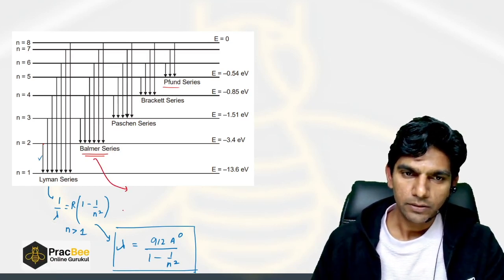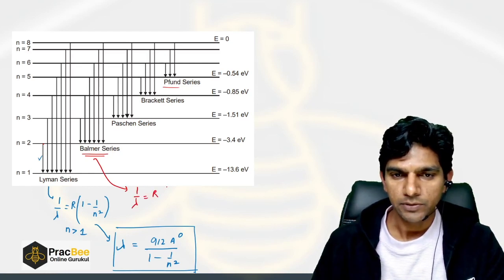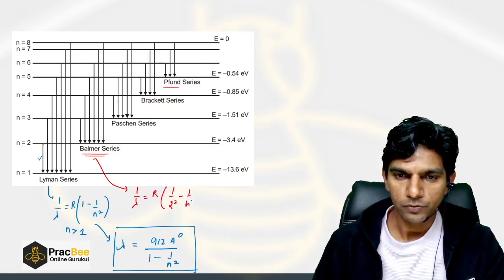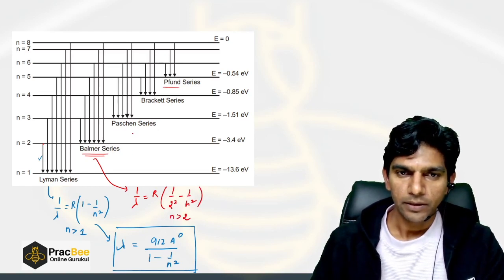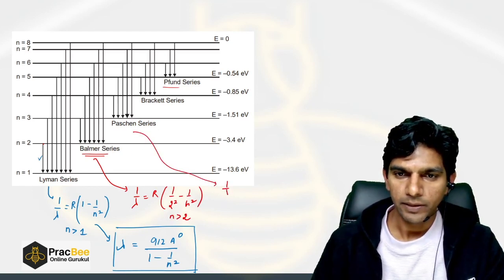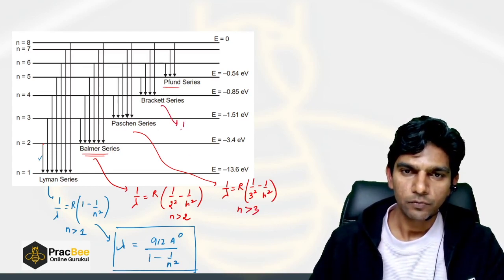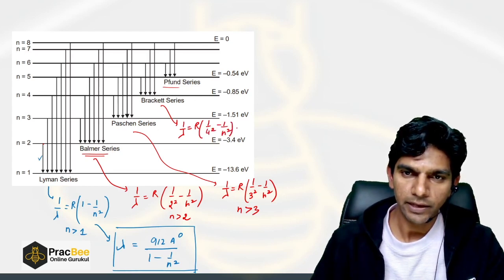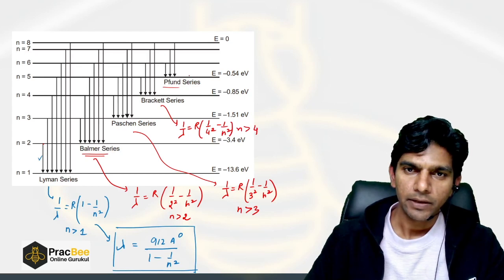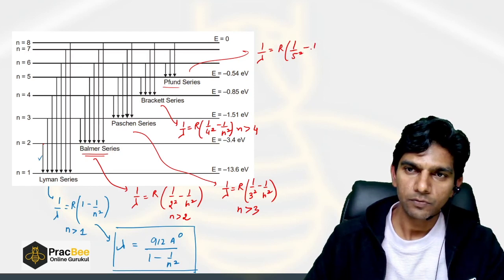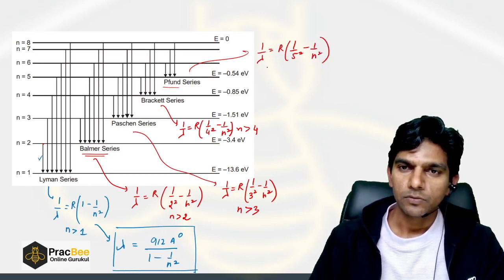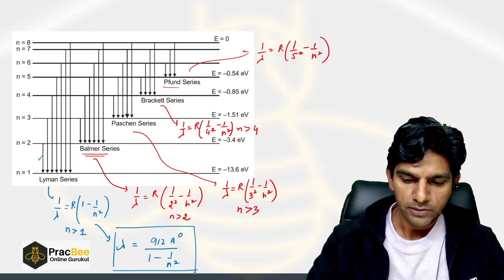Similarly, in case of Balmer, 1 by lambda will be R times (1 by 2 square minus 1 by n square), and n will be greater than 2. And in Paschen, 1 by lambda will be R times (1 by 3 square minus 1 by n square), where n is greater than 3. And in Brackett, 1 by lambda is equal to R times (1 by 4 square minus 1 by n square), where n is greater than 4. And in Pfund, 1 by lambda is R times (1 by 5 square minus 1 by n square). So with these formulas, we can find different wavelengths.